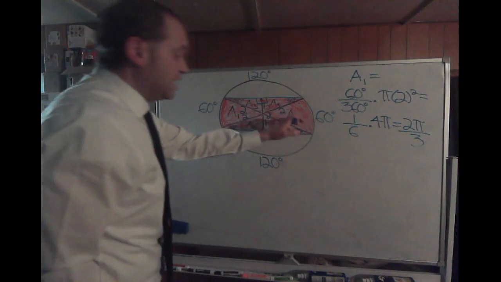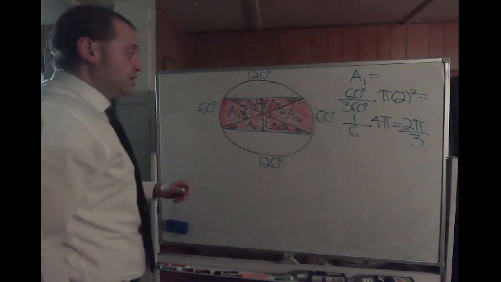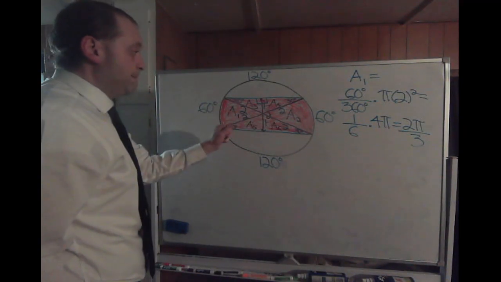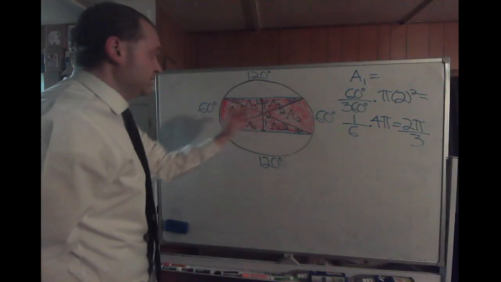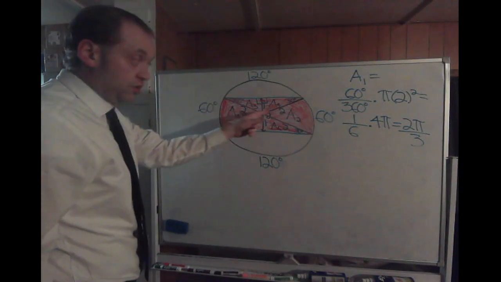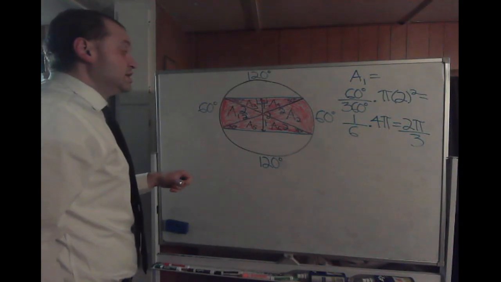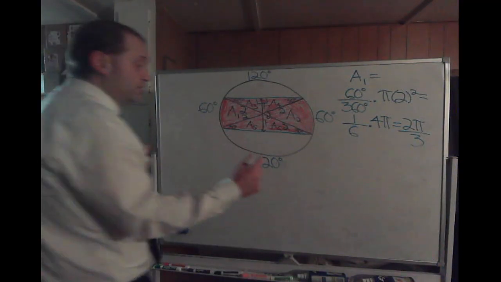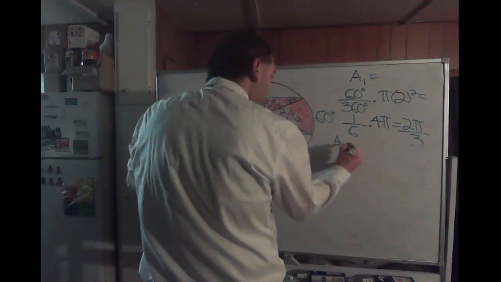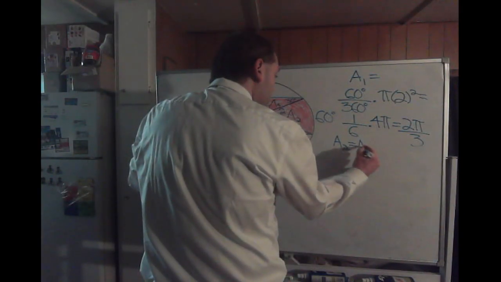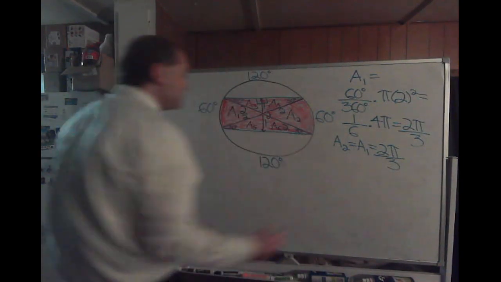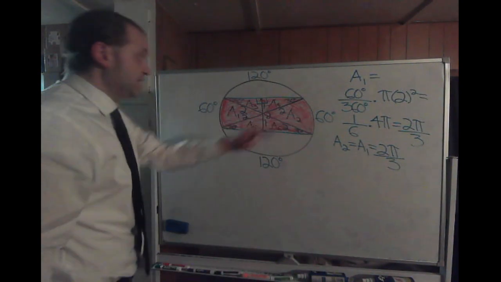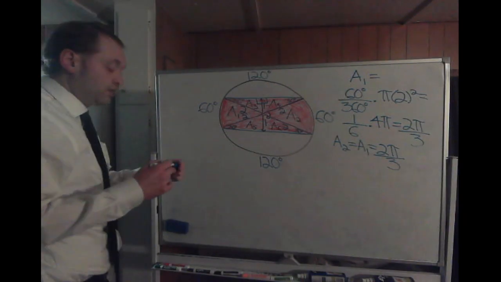Well, it's obvious that area 2 is congruent to that. You have two congruent central angles and arcs across from each other, and vertical angles for that matter. So we can say that area 1 is congruent to area 2 by the area congruence postulate. So area 2 equals area 1, which would also equal 2 pi over 3. So now we found both of the sectors here. Now we need to find our four right triangles.